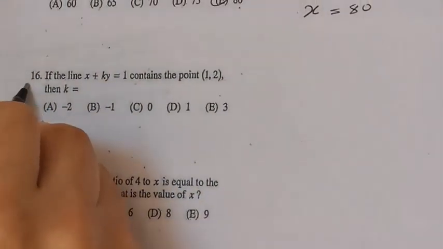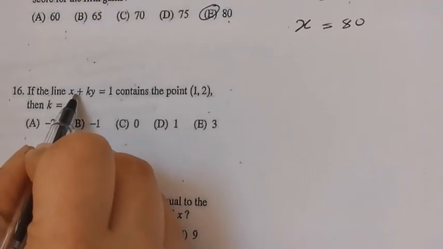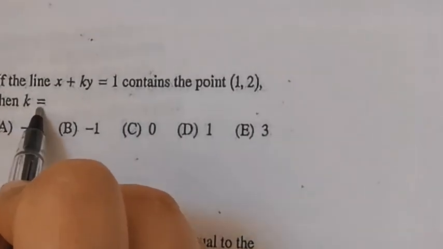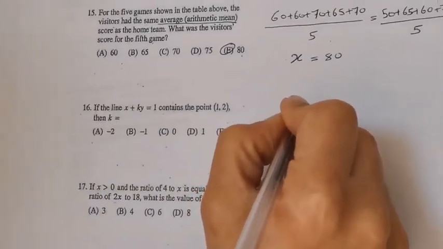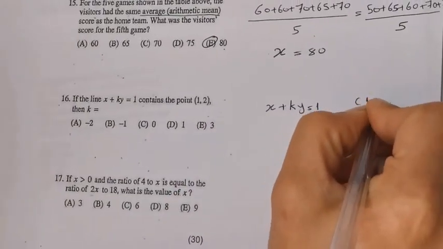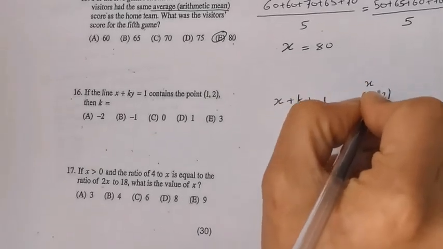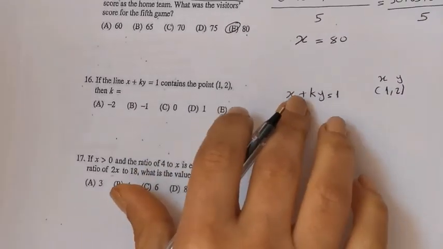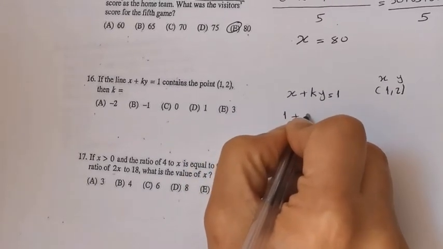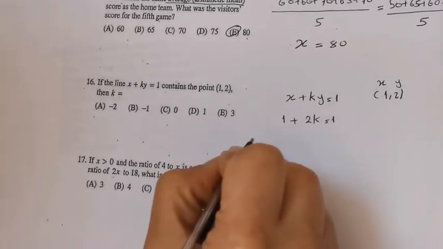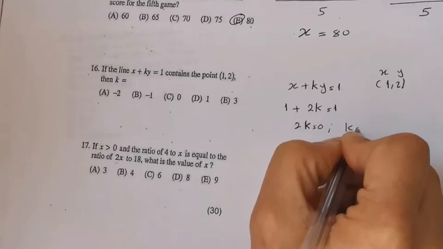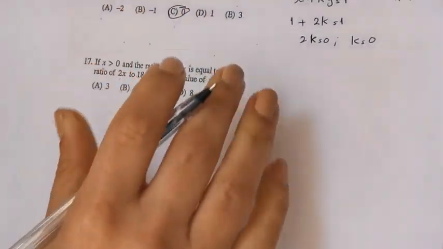Question 16. If the line x plus ky equals 1 contains the point (1, 2), then k equals what? I have the equation of the line, x plus ky is equal to 1, and a point on the line. The first value is for x, the second for y, and I just substitute to find the value of k. So 1 plus 2 multiplied by k is equal to 1. Directly, 2k is equal to 0, then k is equal to 0. Answer is C.